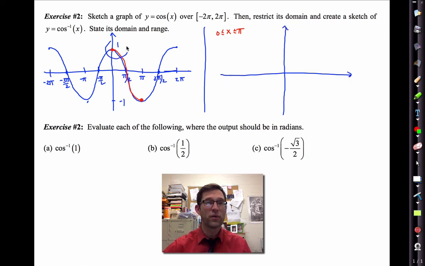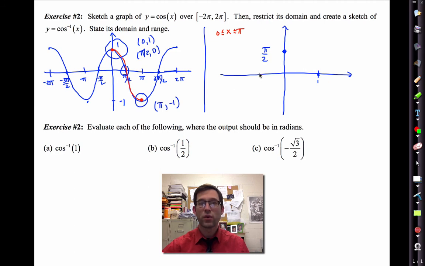Let's take this point. What is that? That's the point 0, 1, right? So we're going to have the point 1, 0. Here we've got the point pi over 2, 0. So that's going to give us the point 0, pi over 2. Here's the point pi comma negative 1, so we're going to want the point negative 1, pi.